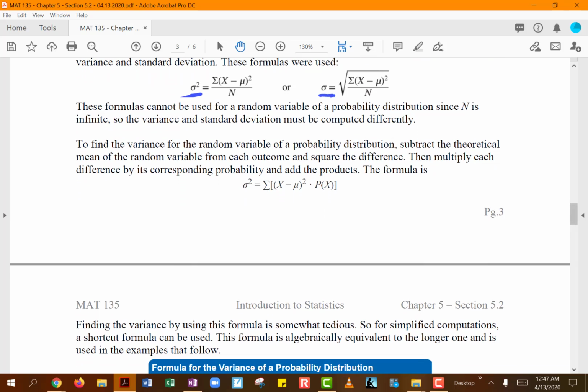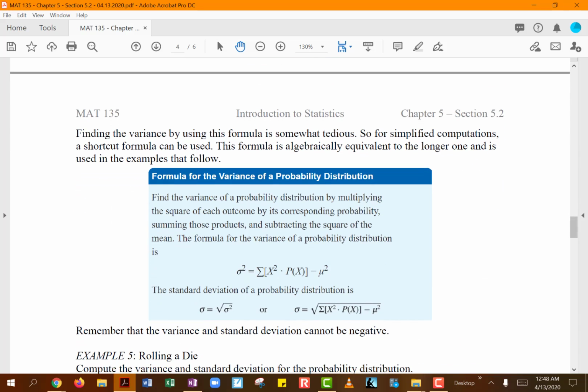Now this formula that you're seeing right over here is actually the longer way of doing it, because here you're taking your outcome, subtracting the mean from it, then squaring that value, and then multiplying with your probability, doing this for each individual outcome separately. So we're not using this formula, but we're going to be using this one here, which is a shortcut method. It's simplified and it still gives you the same result.